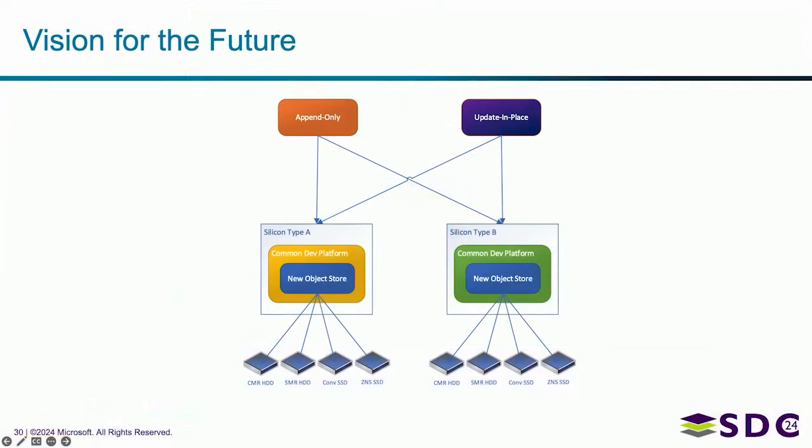We have our append-only system, and by the way, these are separate systems now. We have our append-only system and our update-in-place system. I have silicon type A running on some node and silicon type B running on some other node. Both of those systems can talk to either one. There's this common development platform. The binary is different because they are very different implementations on those silicon, but the code is identical. So the new object store code across both, the actual C code, is identical, but it gets compiled for each of those platforms.